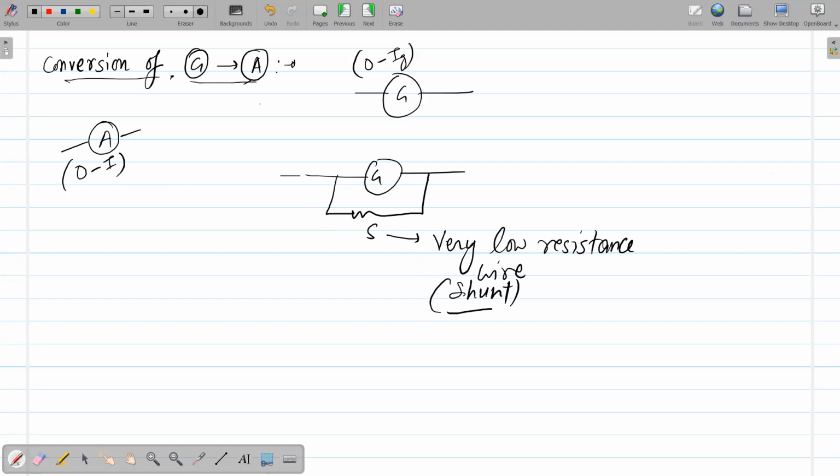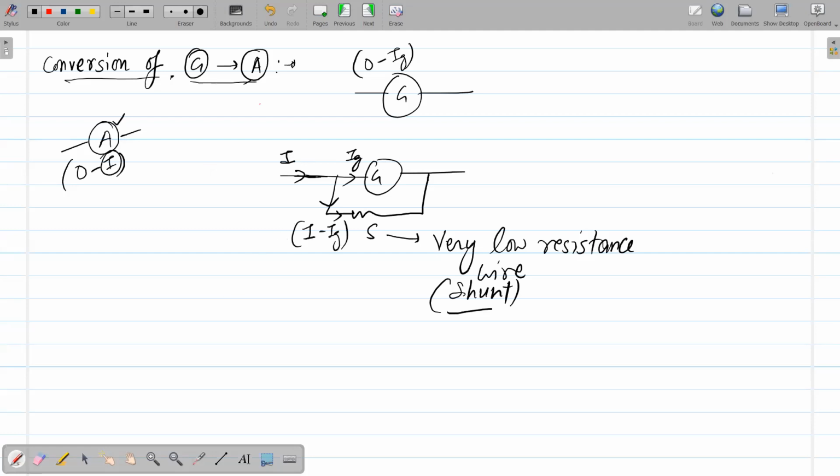So now the situation will be: this shunt is managed so that when the maximum amount of current of the new device, that is the ammeter, passes through it, only Ig passes through the galvanometer, and the remaining current, I minus Ig, passes through the shunt.